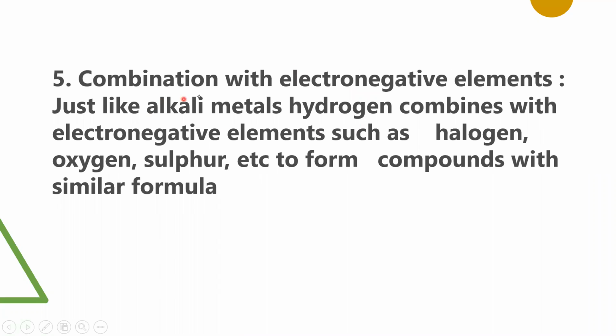Next, combination with electronegative elements. Just like alkali metals, hydrogen combines with electronegative elements such as halogens, oxygen, sulfur, etc., to form compounds with similar formula. For example, halides: HCl, HBr, HF and HI. These are called hydrogen halides, like alkali metal halides.